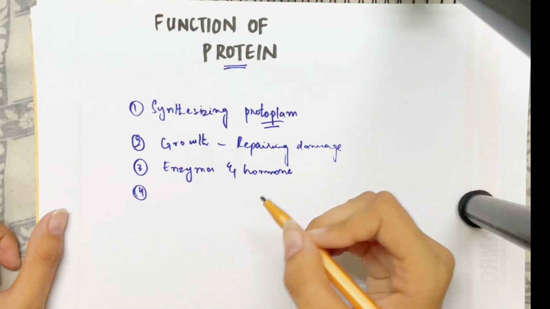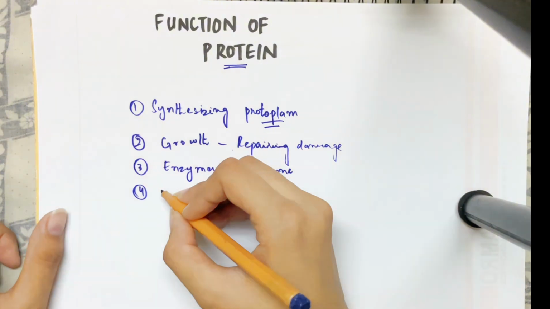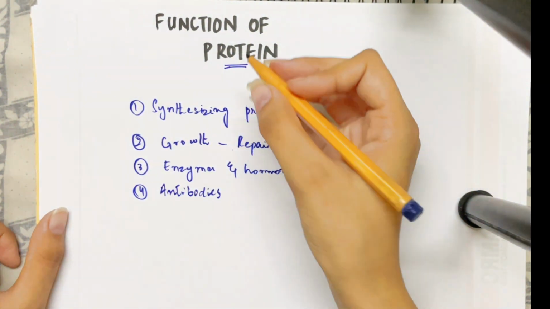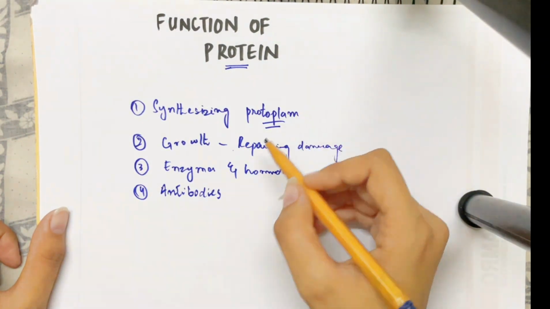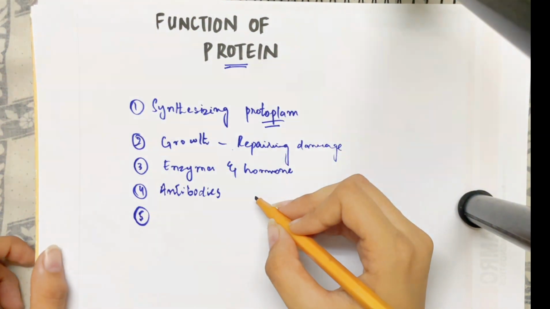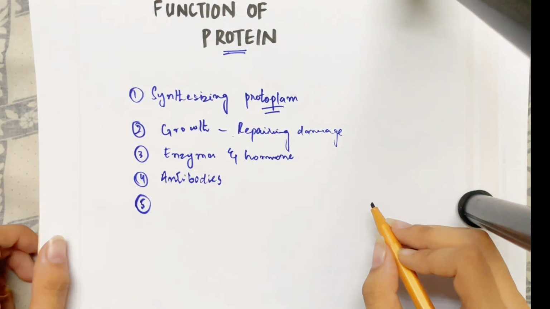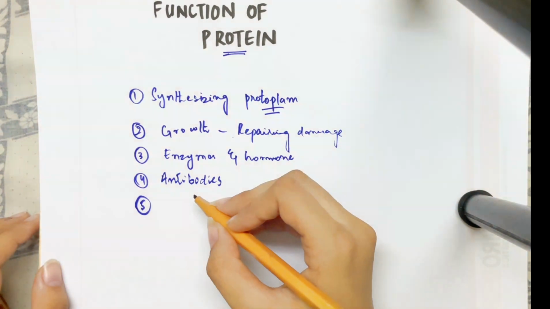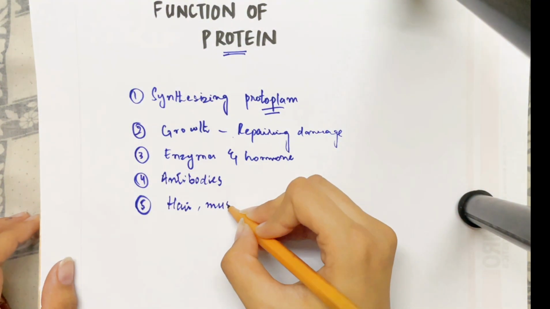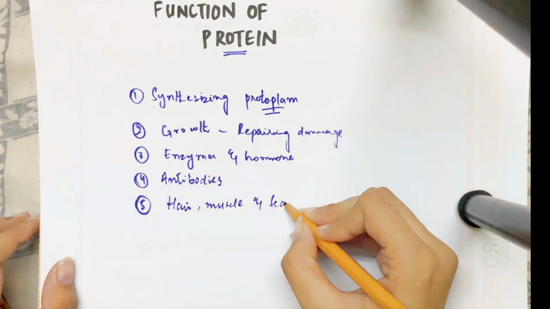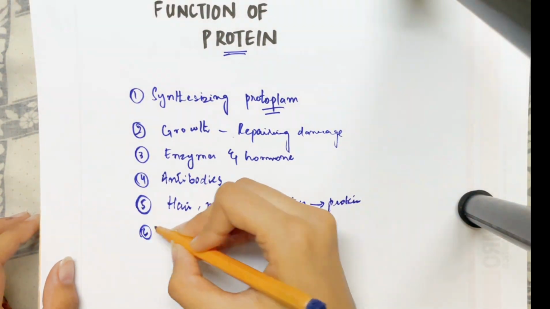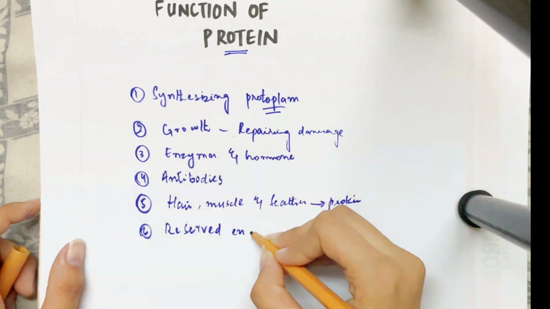Proteins also make antibodies to fight against the pathogen, so it is also responsible for synthesizing the antibodies. As we say, it is majorly responsible for synthesizing many products along with the protoplasm, enzymes and the hormones, and it also synthesizes the antibodies. Other than that, it also plays a role in the muscles, hair, nails and the feathers. When you talk about hair, muscles and also the feathers, all of them require protein to be functioning very efficiently. It is also the source of the reserved energy.